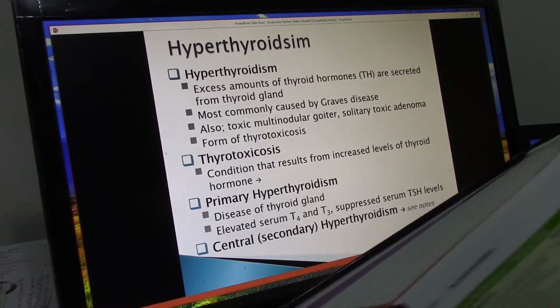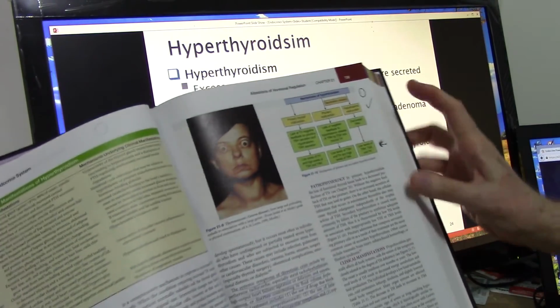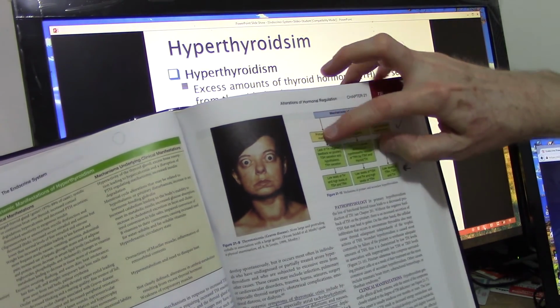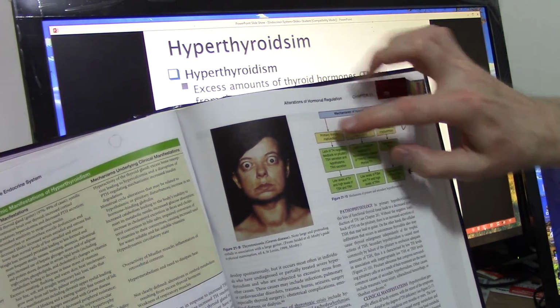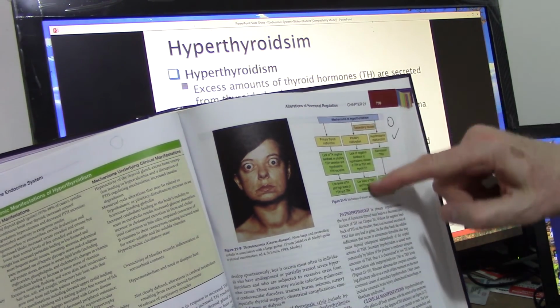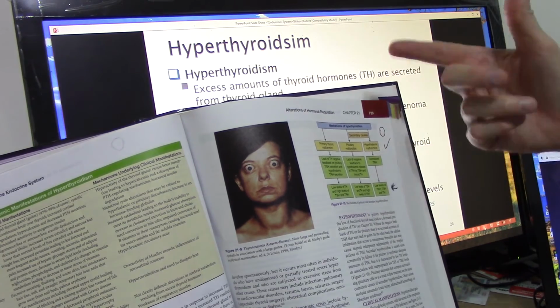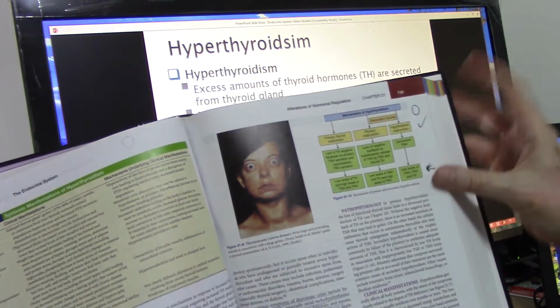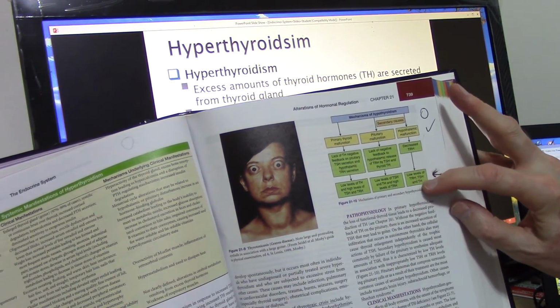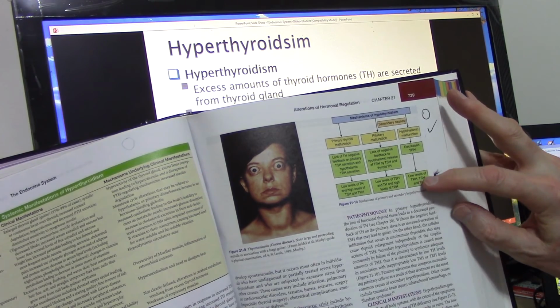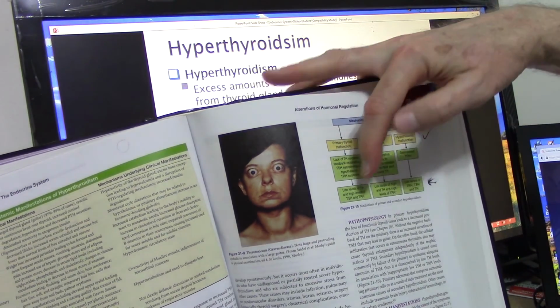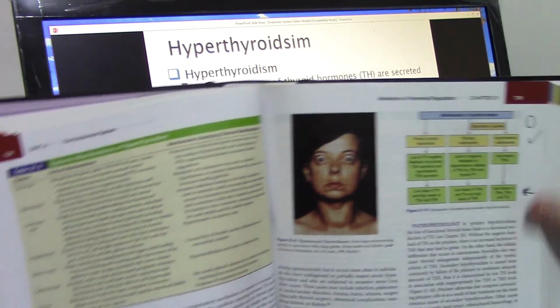Here it is. Here is your primary, which is a disorder of the thyroid itself, or your secondary, which is a disorder of the pituitary, or you can also have a disorder which I call tertiary disorder of the hypothalamus. And you can see what will happen to the levels of TRH, TSH, and TH in each one of these cases. And you very well could see that on the test very easily.